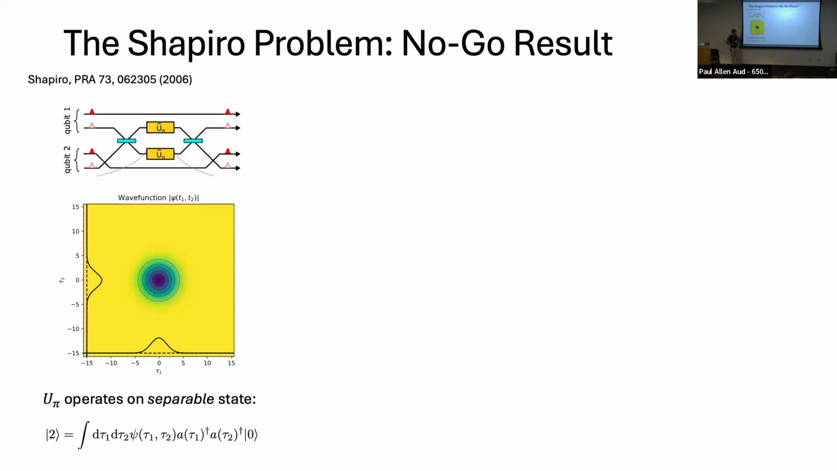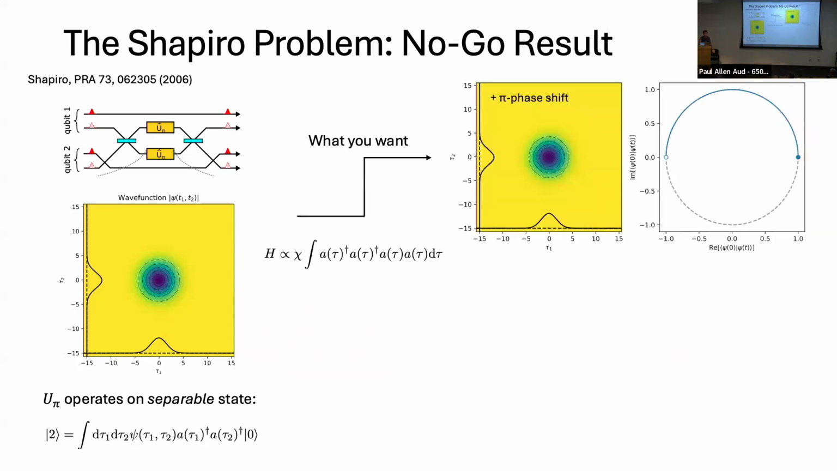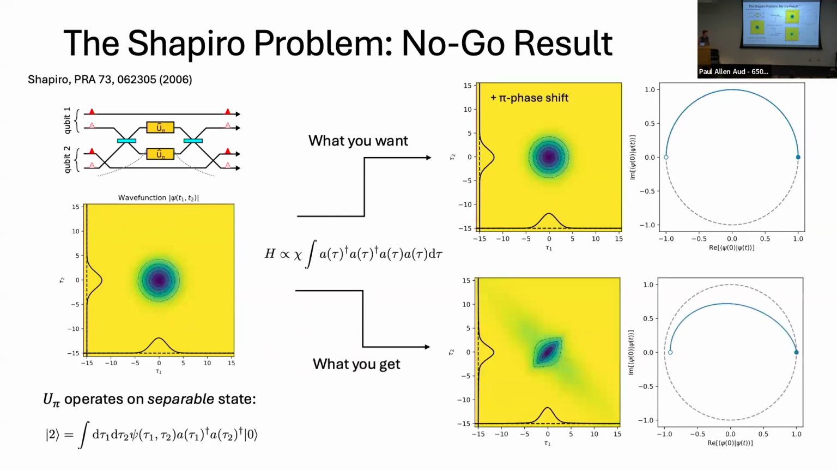Now, what you want is to start out in a separable state like this, where psi factorizes, and apply a given nonlinearity, and get the same separable state out with a pi phase shift. But what you actually get with this nonlinearity, and the best kind of dispersion engineering for this interaction, is going to be something that looks like this. So that's not a separable state, and it gets you part of the way, but the fidelity is still too low to do any kind of gates.